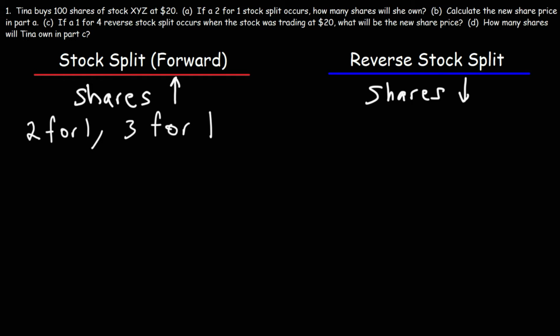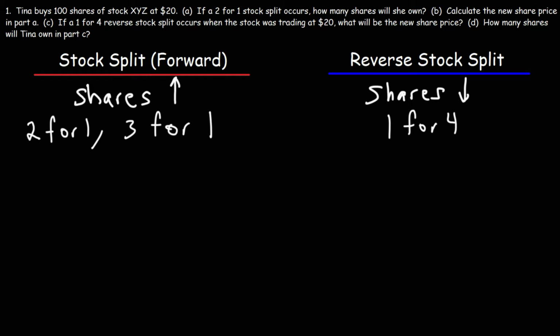Now, in a reverse stock split, you'll see numbers such as 1 for 4. Notice that the first number is less than the second number in a reverse stock split. So a 1 for 4 reverse stock split means that as an investor, you will receive 1 share for every 4 shares that you own. So the number of shares goes down in this type of stock split.